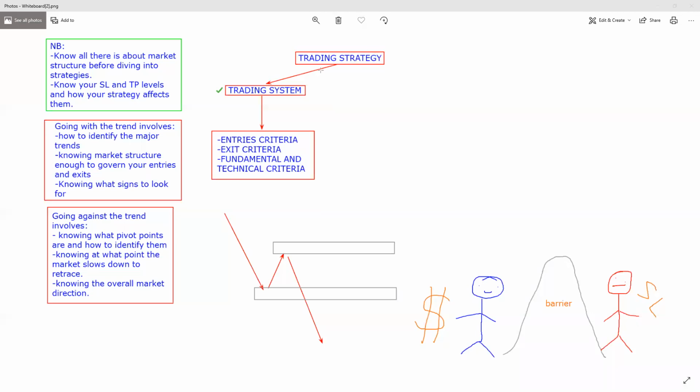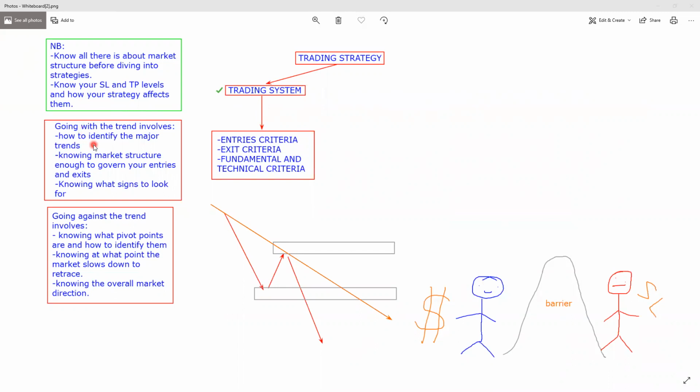Let me draw something here so that you guys can see. Let's give an example of this drop that I've just shown here. This is the overall trend direction in this scenario. There are some pointers that I've put here, and you can see the first one is: going with the trend involves the following.